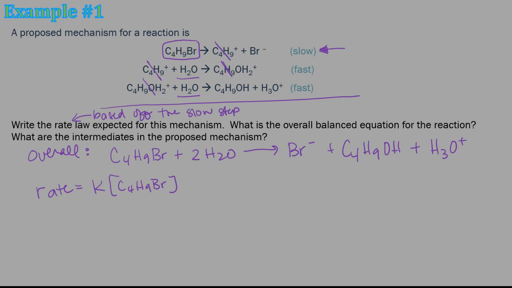And then the intermediates are going to be the ones that we canceled out here, because they were produced by one step and then consumed in a subsequent step, right? So right here, this one is produced and then it's consumed immediately later. And this one is produced and then it's consumed later. And so both of those are intermediates.